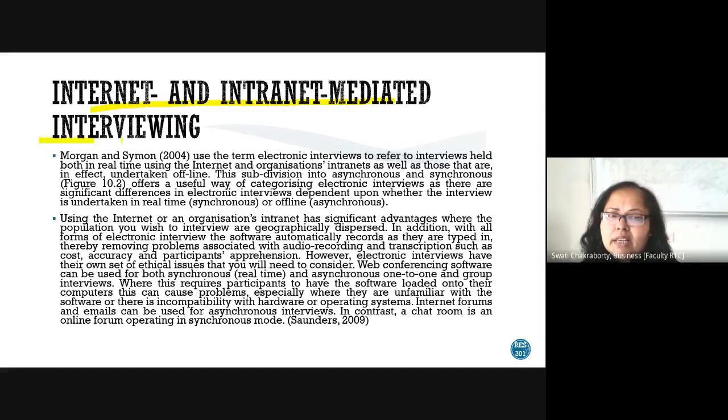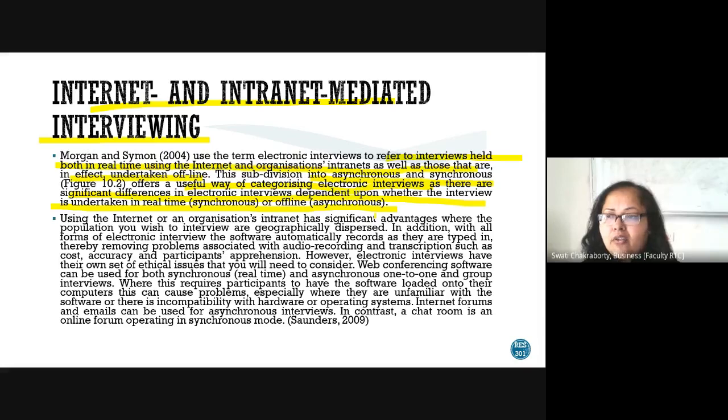Internet and internet-mediated interviewing. What is it? It refers to interviews which are held both in real time using the internet and those that are undertaken offline. So it's asynchronous and synchronous. This offers a useful way of categorizing electronic interviews, as there are significant differences between them depending on whether the interview is taken in real time or offline, right?